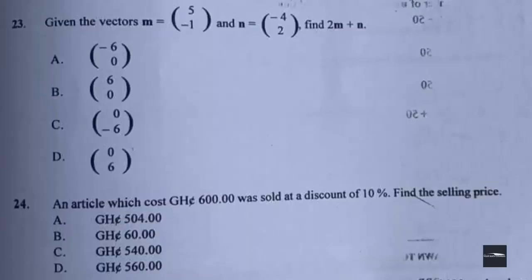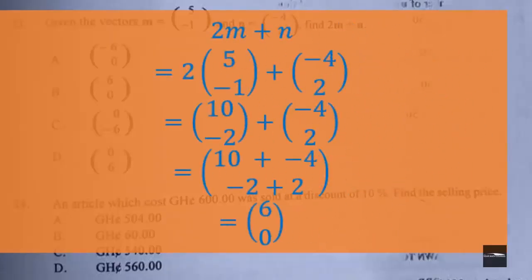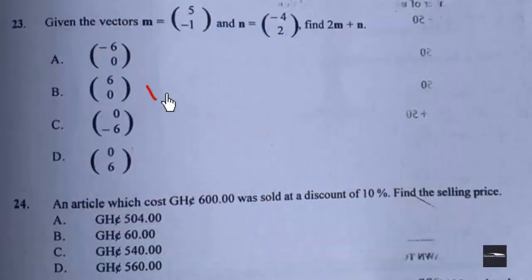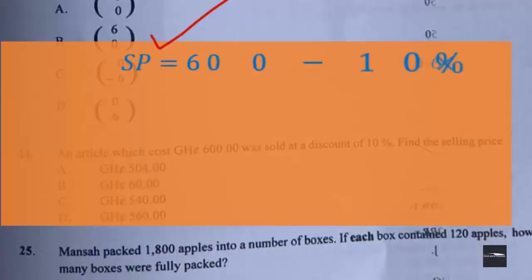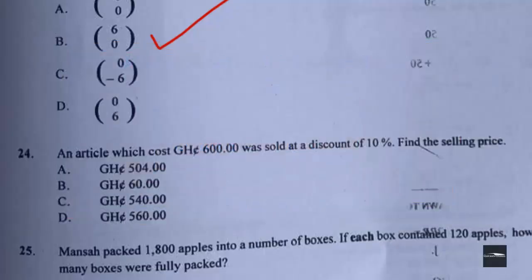Given the vectors 5, negative 1, negative 4, 2. Find 2m plus n. So you simplify to obtain option B. An article which cost 600 Ghana cedis was sold at a discount of 10%. Find the selling price. So subtract the discount from the cost price and you get 540. Option C.